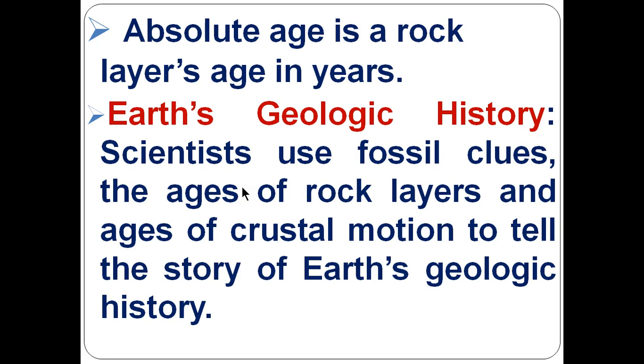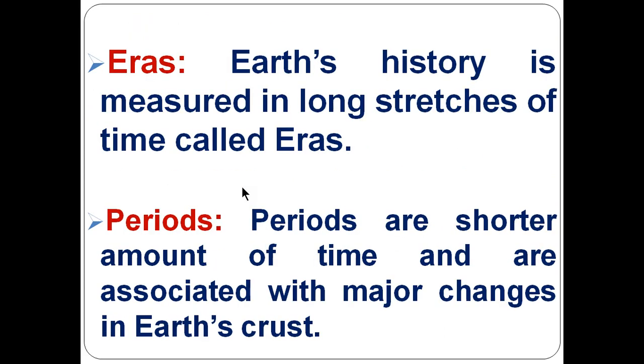Furthermore we are going to see about eras. What are eras? Earth's history is measured in long stretches of time called eras. And there is another term, periods. Periods are shorter amounts of time and are associated with major changes in Earth's crust. All of these are things we can use to find out the absolute age of a rock.